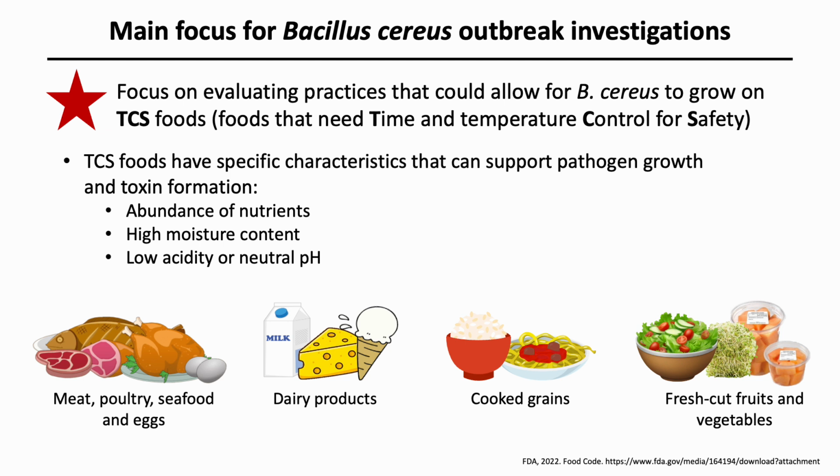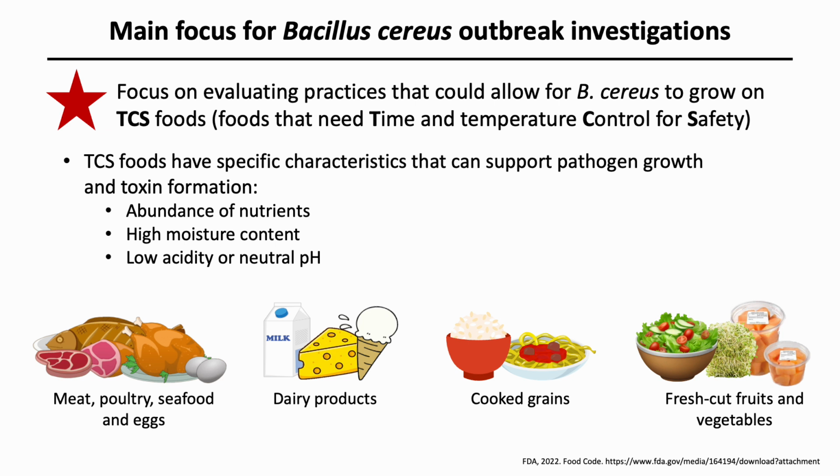More specifically, when investigating B. cereus outbreaks, efforts should be focused on evaluating practices that could allow for B. cereus to grow on foods that need time and temperature control for safety, or abbreviated TCS foods. This is particularly important given that for B. cereus, it is the toxins which are produced by B. cereus rather than the organism itself that causes foodborne illnesses.